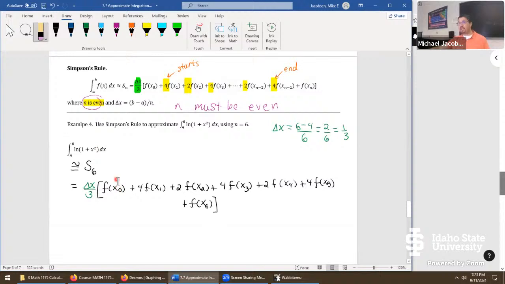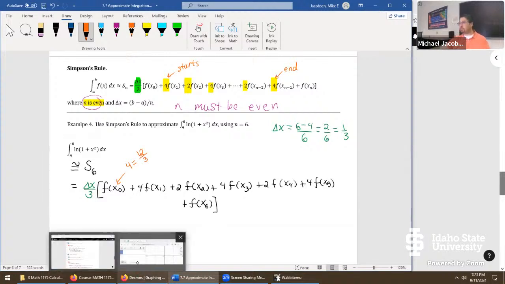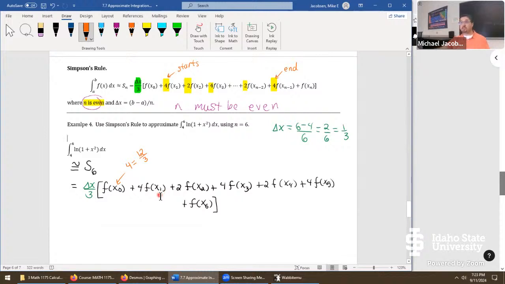Next thing to do is fill in the values for x naught through x6. X naught's not so bad. It's always the lower limit, 4. But it's awkward now because of the delta x of 1/3. Sure, you could use mixed numbers, but those are awkward to put in a calculator. So I'm going to write 4 as 12/3. Now with the 12/3 set up, we add delta x, 1/3, to each new value. So this one is 13/3, 14/3, 15/3, 16/3. And remember, we have to end on 6.